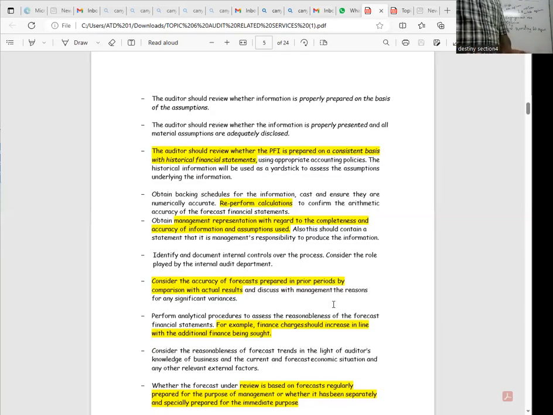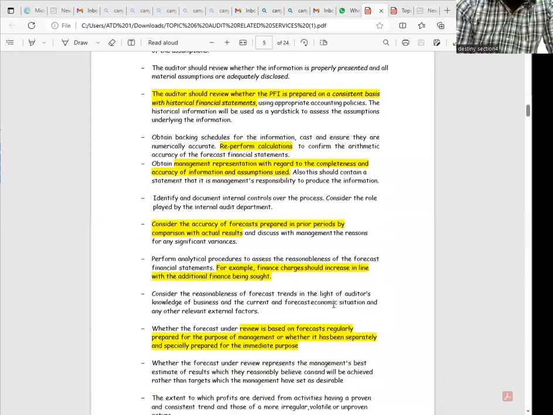Next, obtain backing schedules for the information, cast and ensure they are numerically accurate, and reperform calculations to confirm arithmetical accuracy of the forecast financial statements. The other one, obtain management representation with regard to completeness and accuracy of the information and assumptions used. Also, it should contain a statement that it is the management's responsibility to produce the information. And next, identify and document internal controls over the process. Consider the role played by the internal audit department.